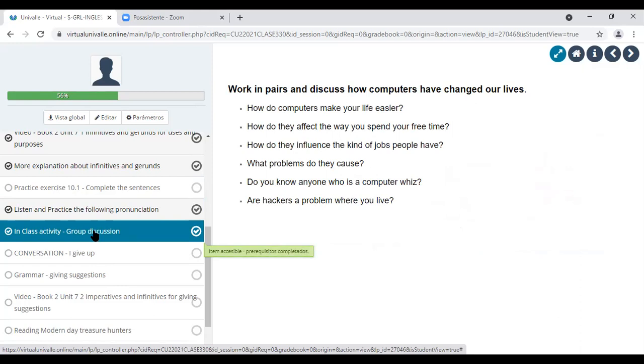How do they influence the kind of jobs people have? What problems do they cause? Do you know anyone who is a computer whiz? Are hackers a problem where you live?